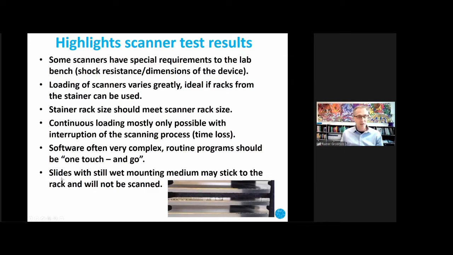And also check what about your mounting medium? Will it stick to the rack, and how long do you need a drying process before you can really submit it to the scanner?